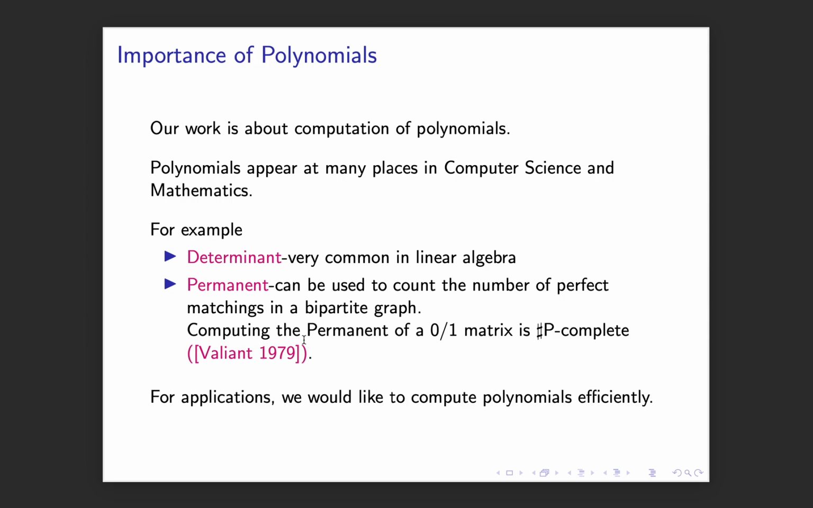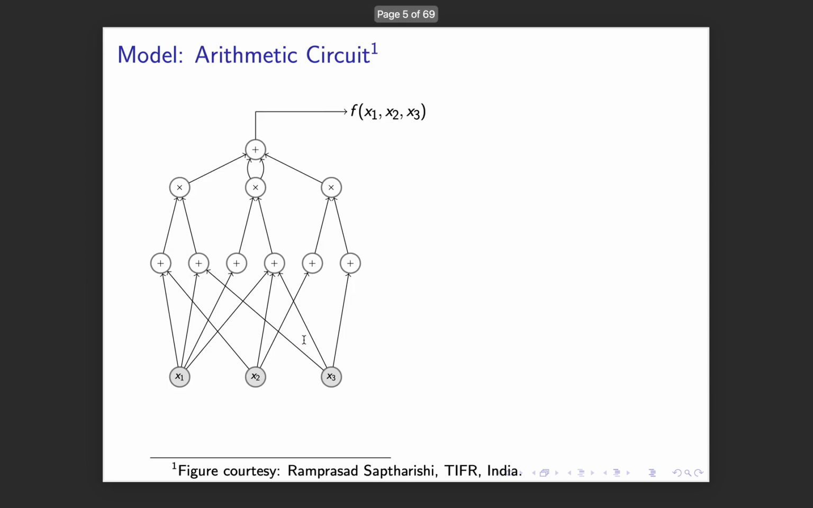Since the computation of polynomials is an important problem, we are interested in computing polynomials efficiently. The standard model for the computation of polynomials is the arithmetic circuit. The arithmetic circuit is simply a directed acyclic graph as shown. The leaves of this graph are labeled with either variables or some field constants. The internal nodes of the graph are labeled with either the plus symbol or the multiplication symbol. The internal nodes perform the operation with which they are labeled. The polynomial computed by the circuit is the polynomial computed at the root of the circuit.